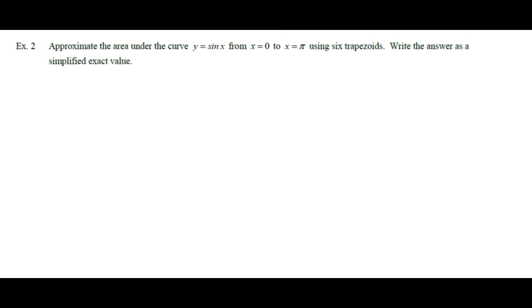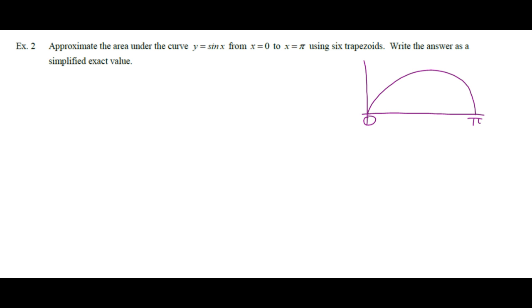Okay, and then we can use this formula. Approximate the area under the curve y equals sine x from x equals 0 to x equals pi using 6 trapezoids. Write the answer as a simplified exact value. Okay, so let's take a look at sine x from 0 to pi. If I'm using 6 trapezoids, really that's about all we need. I don't necessarily need to draw in all the trapezoids, right? So what do we say?